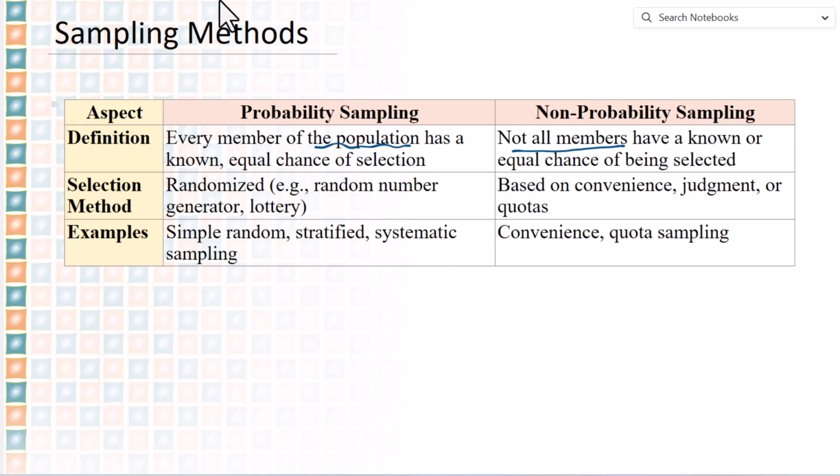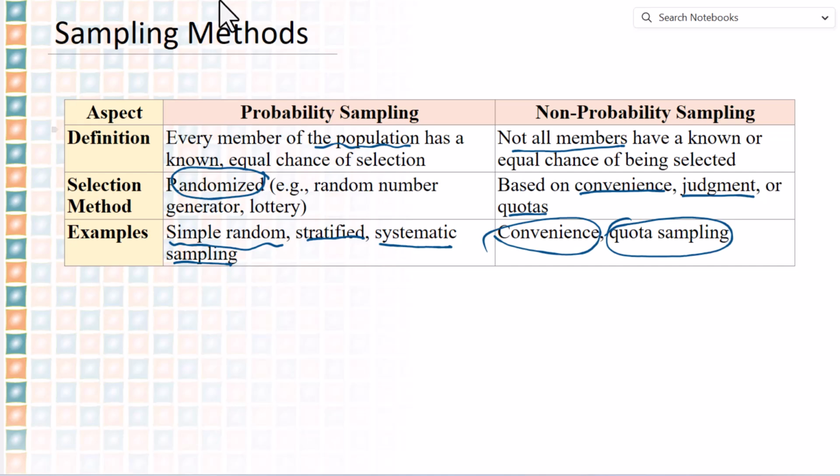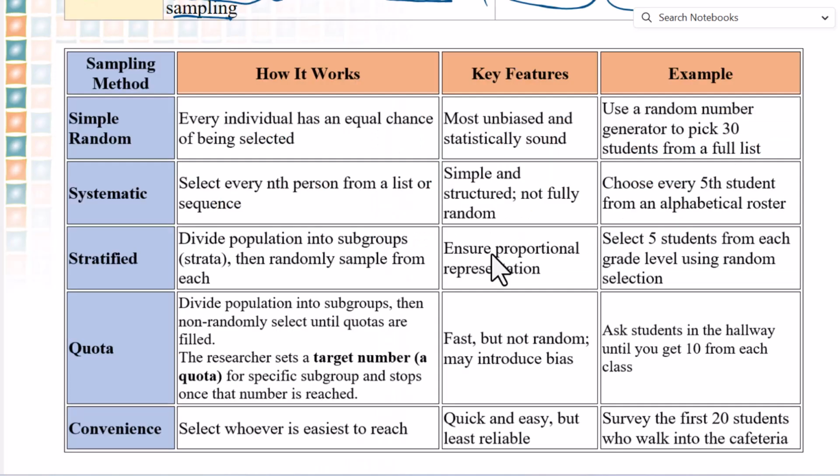For probability sampling, normally we will use a randomized method, while non-probability sampling is based on convenience, judgment, or quotas. Examples for probability sampling: simple random, stratified, systematic sampling. Convenience and quota sampling are other examples of non-probability sampling. Now let's talk about specific sampling methods.